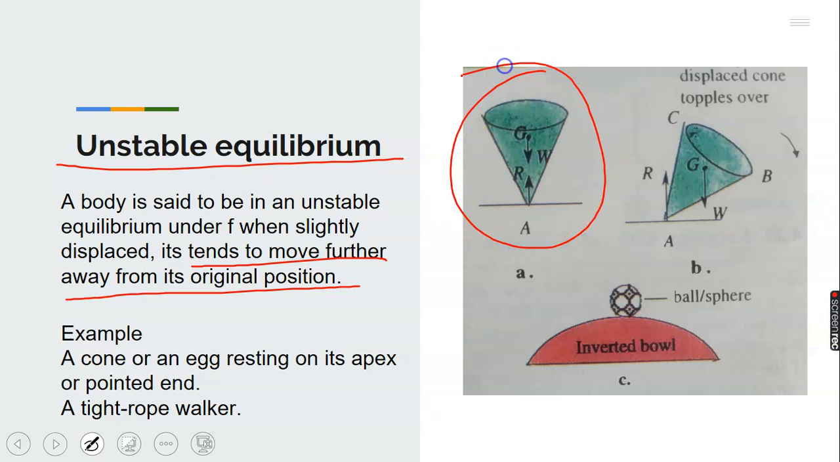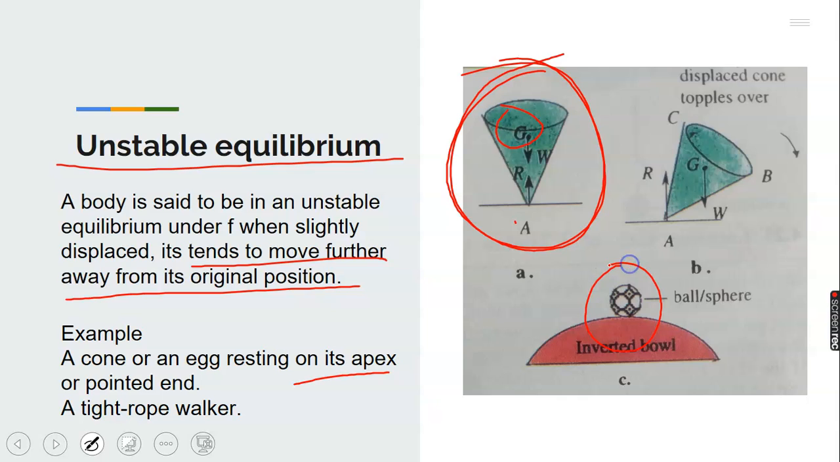Look at this cone now. If you manage to stand it on its apex, when you leave it, because the center of gravity is higher, when slightly displaced, it will move further away from its original position. Examples of unstable equilibrium are a cone or an egg resting on its apex. There is no way this cone will stand because it's in an unstable equilibrium.